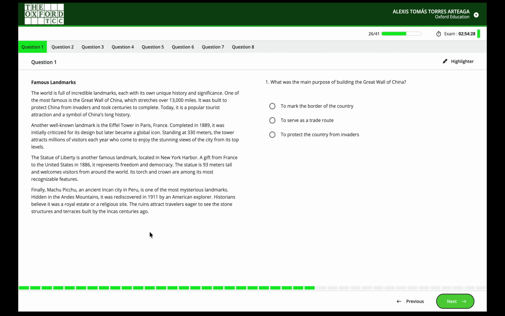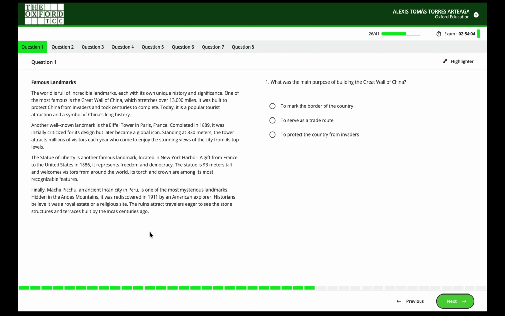Famous landmarks. The world is full of incredible landmarks, each with its own unique history and significance. One of the most famous is the Great Wall of China, which stretches over 30,000 miles. It was built to protect China from invaders and took centuries to complete. Today, it is a popular tourist attraction and a symbol of China's long history.